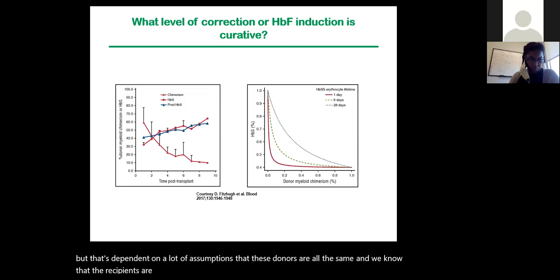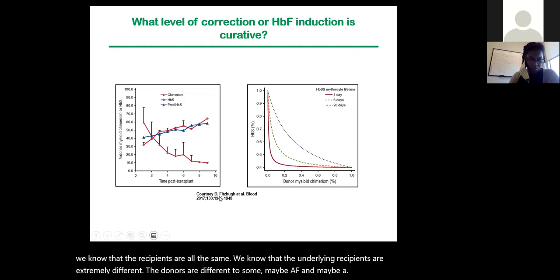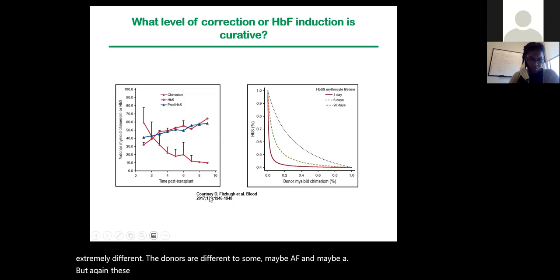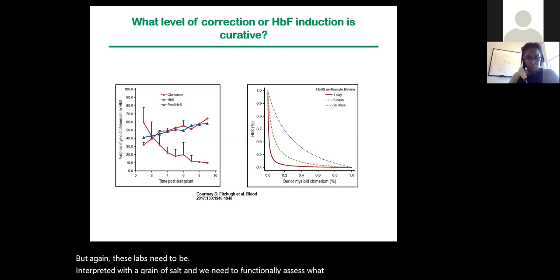We know that the underlying recipients are extremely different. The donors are different too. Some may be AS, some may be AA. But again, these labs need to be interpreted with a grain of salt, and we need to functionally assess what that actual red cell product is.